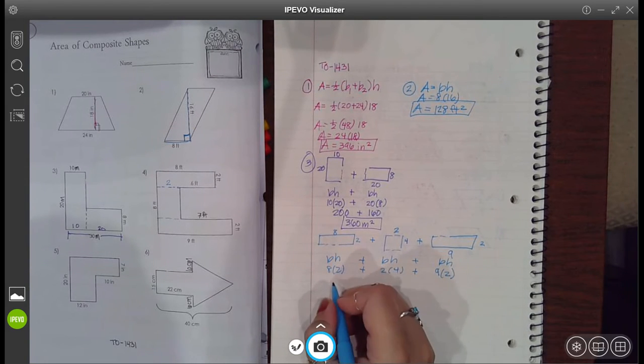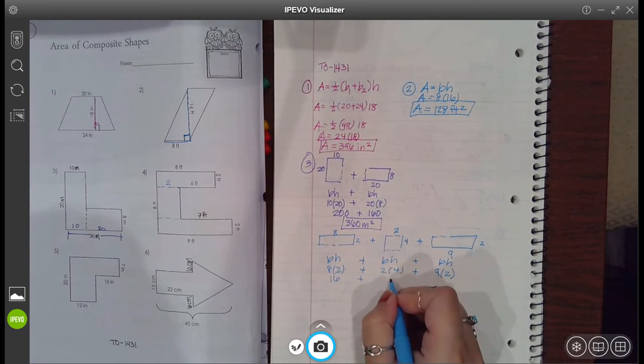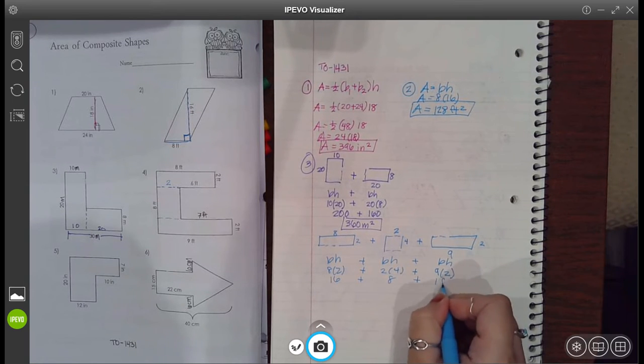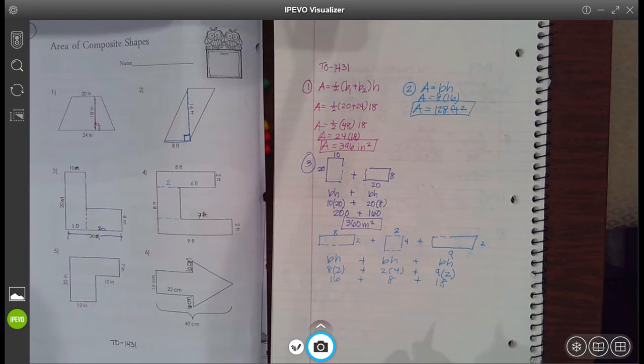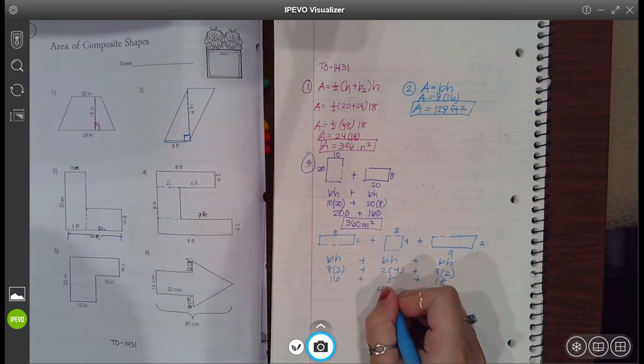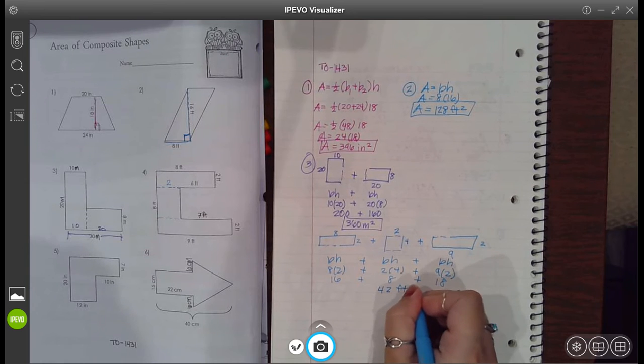Go ahead and combine those. You get 16 plus 8 plus 18. Now add all those into your calculator. Okay, 16 plus 8 plus 18, you should get 42, and it's feet squared.